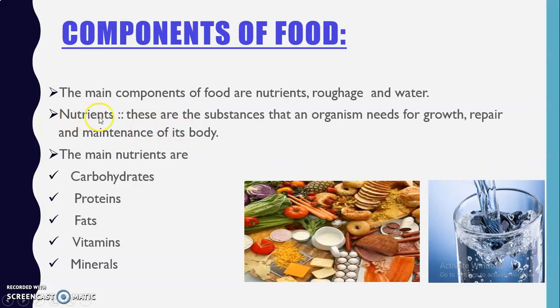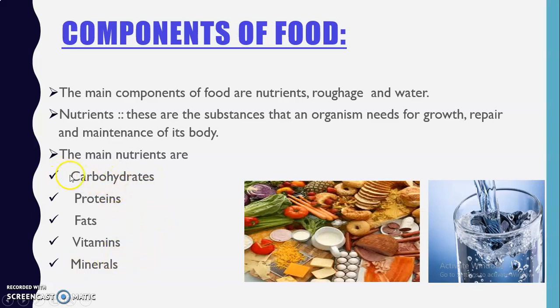So let's see what nutrients are. Nutrients are the substances that an organism needs for the growth, repair and maintenance of its body. The main types of nutrients in the food are carbohydrates, proteins, fats, vitamins and minerals. Any kind of food that we eat contains these kinds of nutrients.